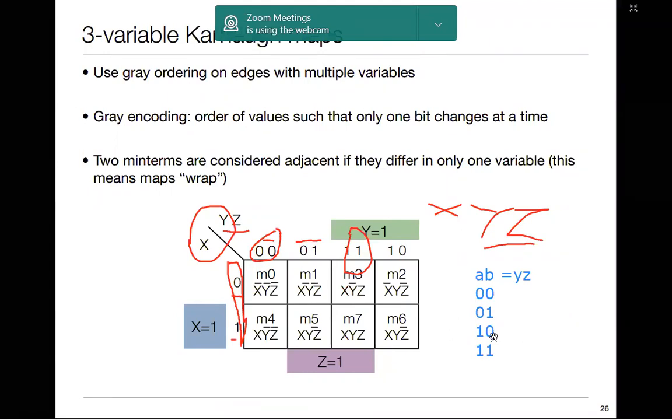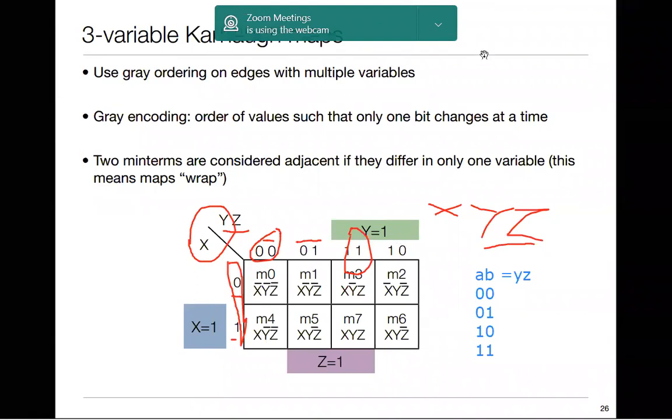So in K-maps, a 2-bit change is not allowed, only a 1-bit change is required, which is nothing but gray coding. So 0, 0, 0, 1, 1, 1. I made this as 1. This 0 I converted to 1 and the other one was retained as it is. So 1, 1 and 1, 0. This is how you're going to write a 3-variable K-map.